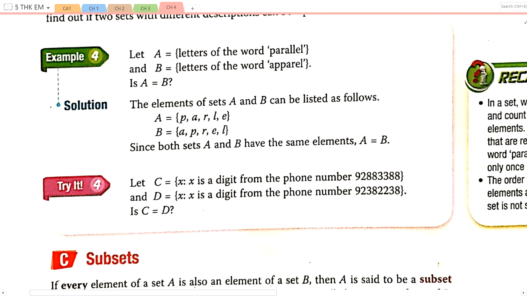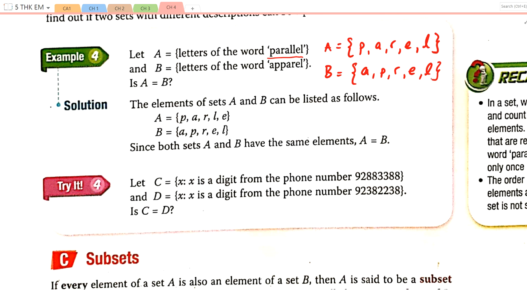So for example, let A be the letters of the word parallel. Okay, if I want to list down all the elements, I've got P, A, R, E, and L. The order doesn't matter. Then B are the letters of the word apparel. So inside set B we have A, P, R, E, and L. So notice that I did not double count the letters even though they appeared more than once.